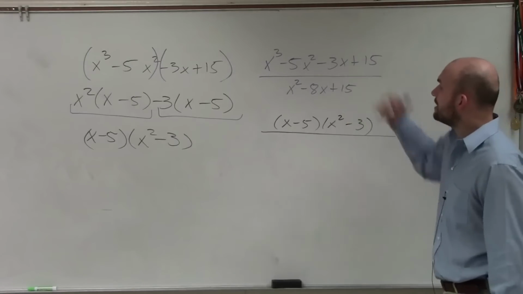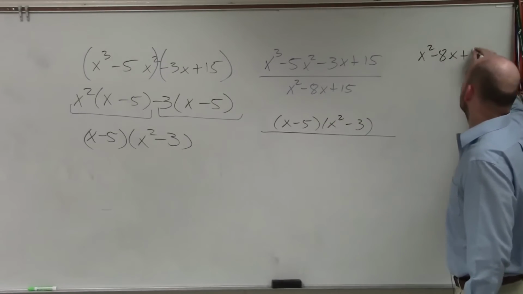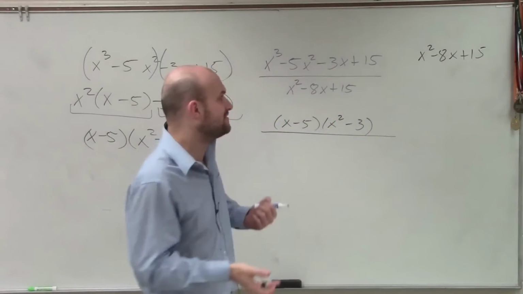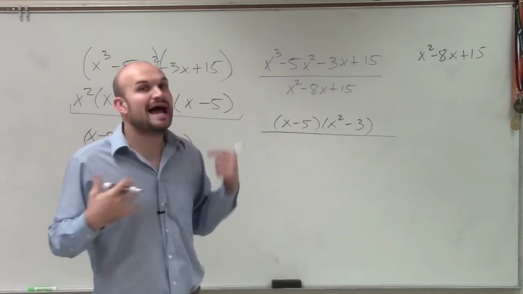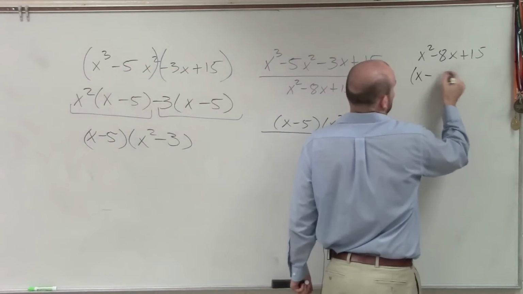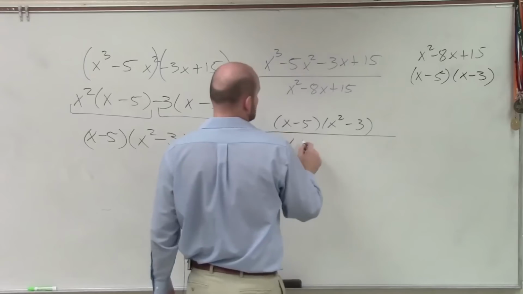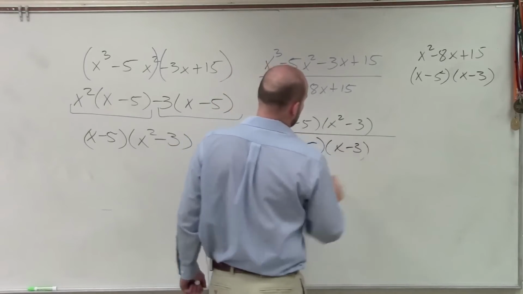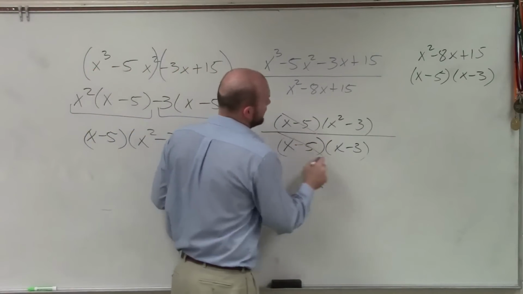OK, and then what we do is we go ahead and factor this. Well, x squared minus 8x plus 15. You guys might be thinking, all right, what two numbers multiply to give me 15, but add to give me negative 8? Well, that can be negative 5 and negative 3. So therefore, I can say this is x minus 5 times x minus 3. Well, therefore, my x minus 5 divides into my x minus 5.